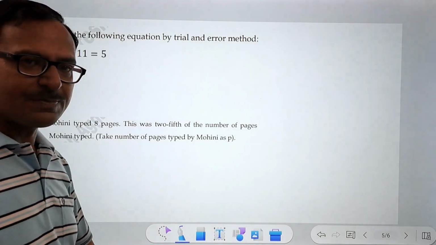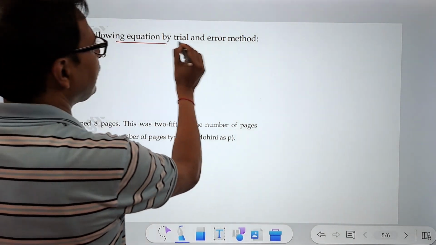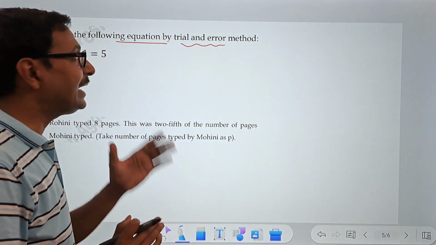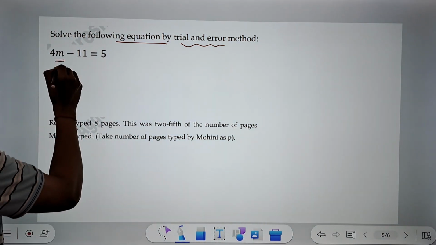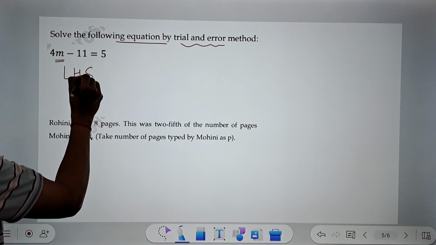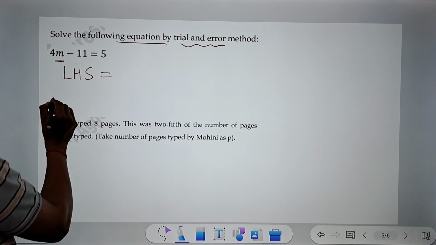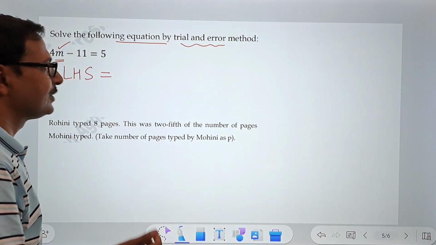Friends, we can go on and on like this. We have so many questions based on these concepts. Let's see another one. Solve the following equation by trial and error. You know what is trial and error? Trial and error is, see, you have a variable m here. So the left hand side, what does the left hand side become when you put m equal to 1? So we are trying some values.